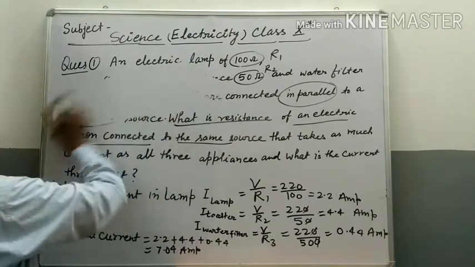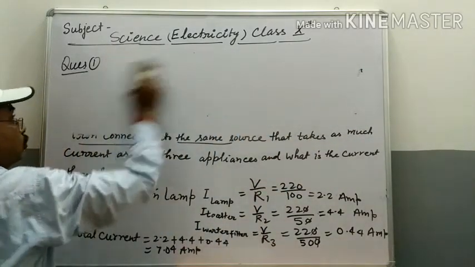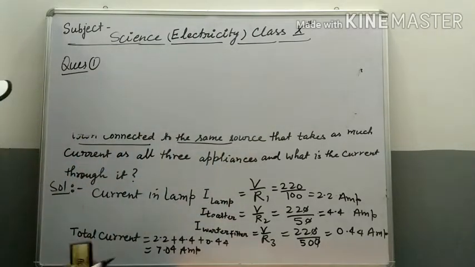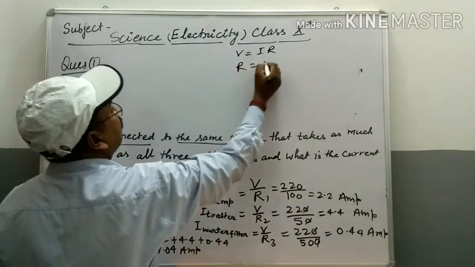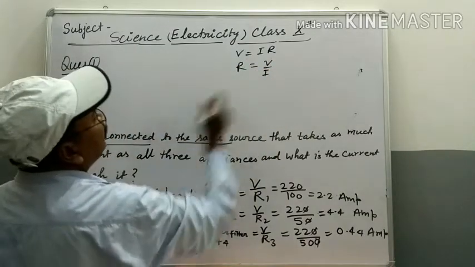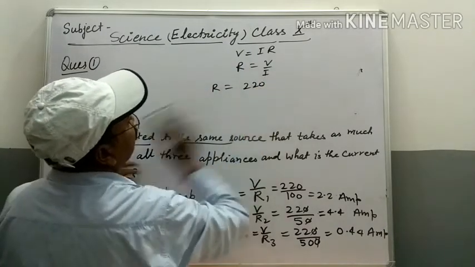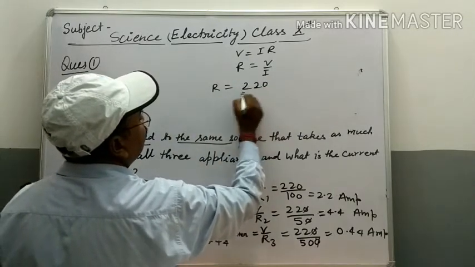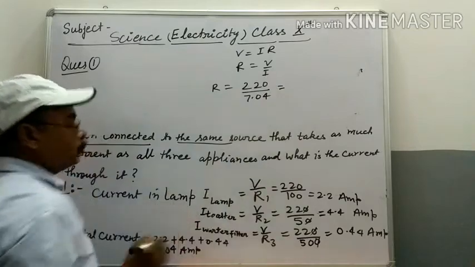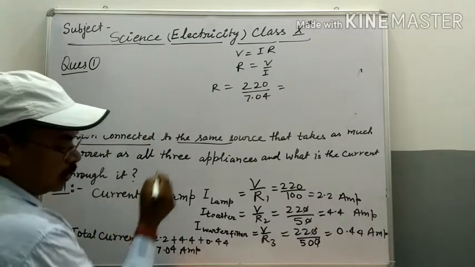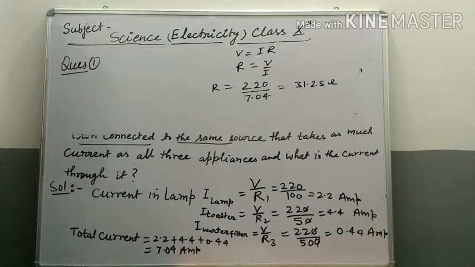Students, electric iron कनेक्टेड इन सेम सोर्स, उसी सोर्स से इलेक्ट्रिक आयरन जो कनेक्ट हो रहा है उसमें क्या रेजिस्टेंस होगा? तो स्टूडेंट्स V इक्वल टू I R, ऑलरेडी यू हैव नोटिस, R इक्वल टू V अपॉन I. Students, R and V, the value of V equal to 220 volt, 220, and the current, the total current 7.04 ampere, and after the division, the result is equal to 31.25 ohm. That's our required result students.